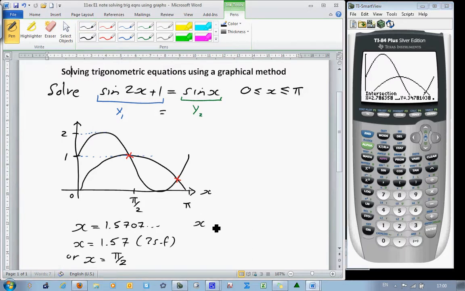That's an obvious one in terms of radians, so we can leave it just like that, no problem at all. And that's it really.